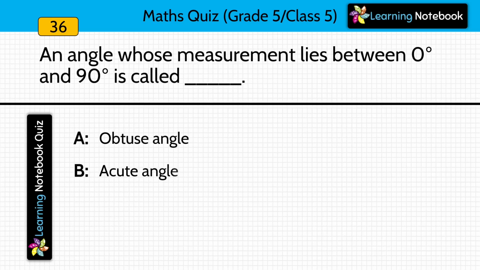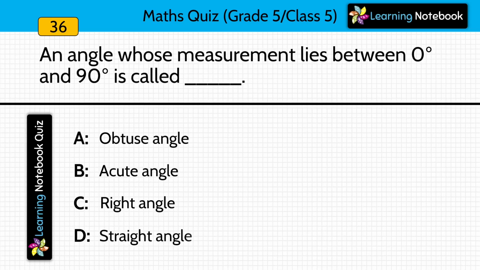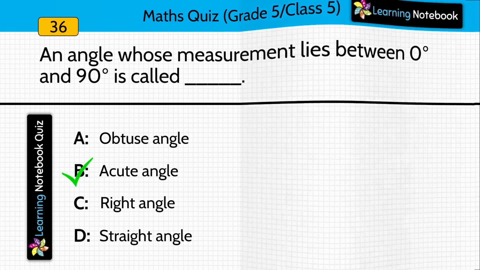Next question. An angle whose measurement lies between 0 degrees and 90 degrees is called dash. Options: is it obtuse angle, acute angle, right angle or straight angle? Answer is acute angle. Such an angle is known as an acute angle.